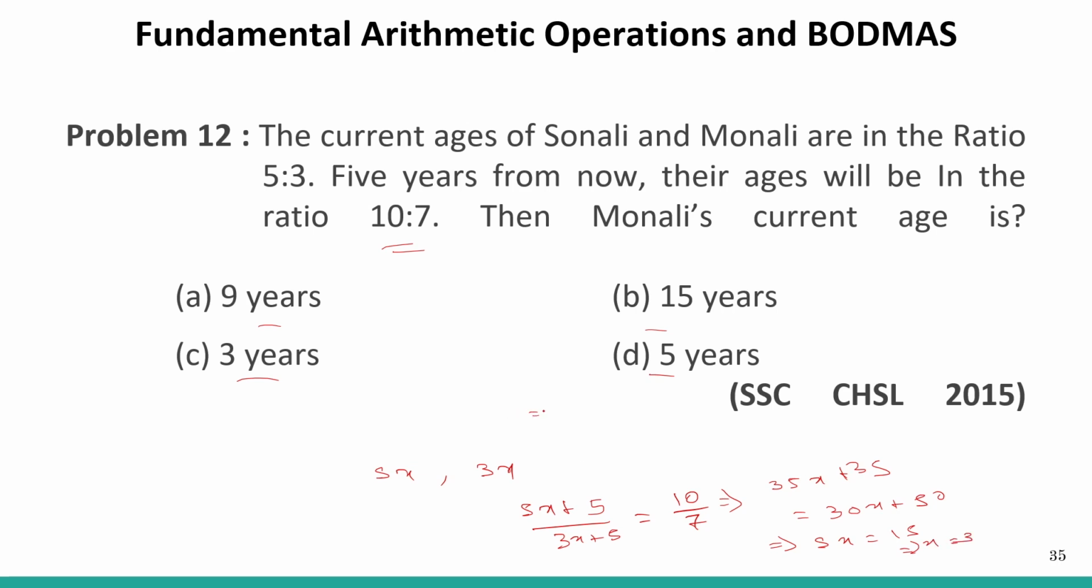So this implies that current age of Monali will be 3x. So this implies that 3x is equal to 9. Okay, so 9 is the correct answer here. 3, 15 and 5 are all wrong.